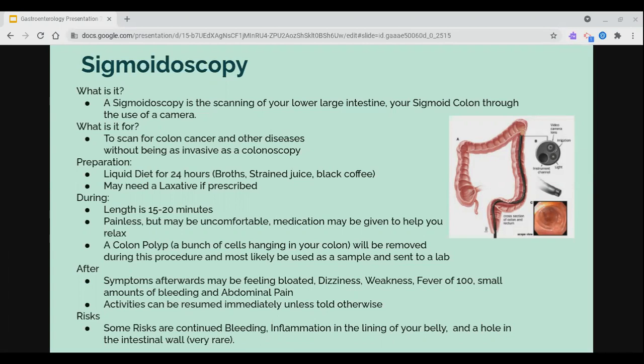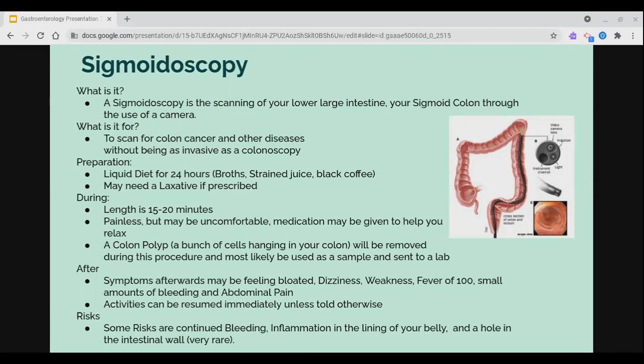The doctor or physician may give you medication to help you relax during this 15 to 20 minute process, as it can be very uncomfortable. After the procedure, activities can be immediately resumed, unless you have side effects. These side effects might be feeling bloated as they put air into your body to open up space for the colonoscope, dizziness, weakness, a fever of 100, abdominal pain, and small amounts of bleeding.